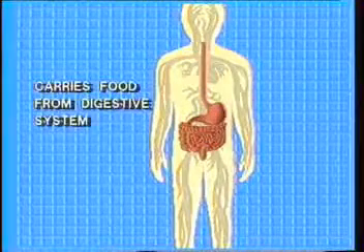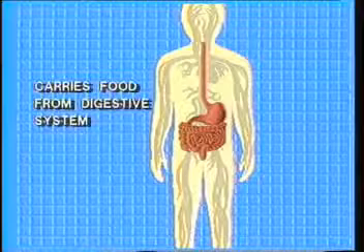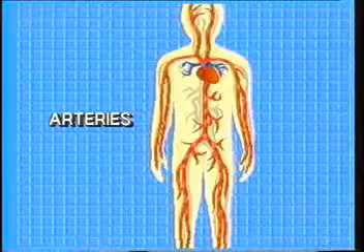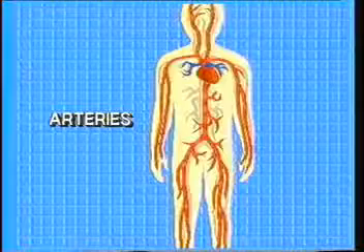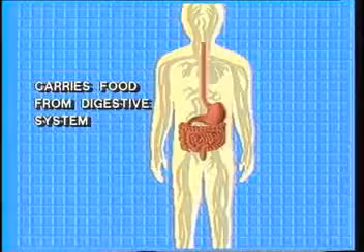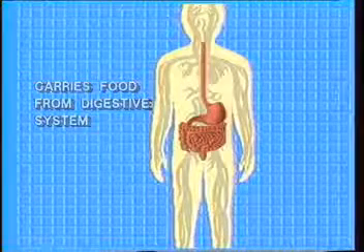It carries food from the digestive system to cells throughout the body, which use this food for energy and growth. Blood vessels that carry blood away from the heart are called arteries. The walls of arteries are thick, muscular, and elastic. With each beat of the heart, these walls stretch as the heart pumps blood through the arteries. After the blood passes through, the walls relax.